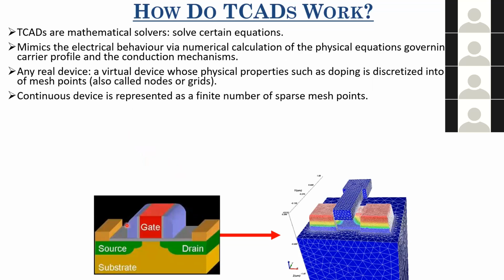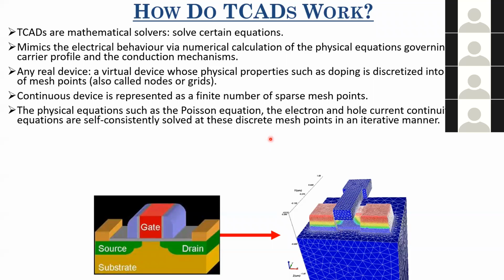For instance, this MOSFET over here, we discretize into a number of these mesh points. These points are nodes, and you can see that they're connected by triangles. So you can see several triangles in this device and several of these points. It is only at these points that the physical equations are solved.